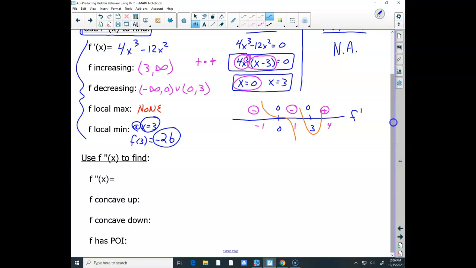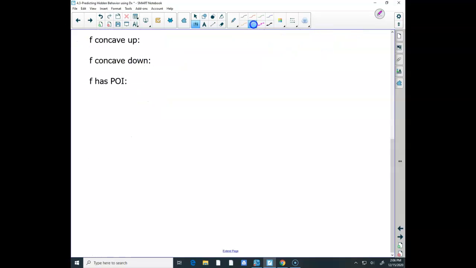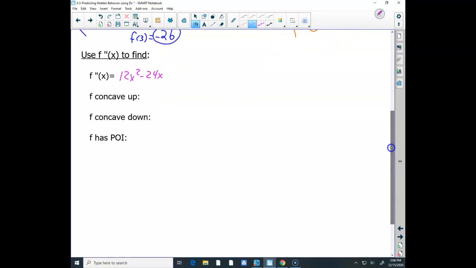of concavity. Well, in order to find my analysis of concavity, I do need my second derivative. Well, here's my first derivative. So the second derivative is going to be 12x squared minus 24x, right? And my second derivative test, it's basically a ditto of the first derivative test, meaning I need to know when f double prime of x equals 0, and when f double prime of x does not exist.